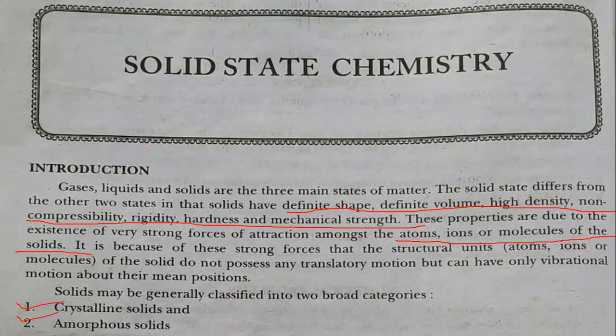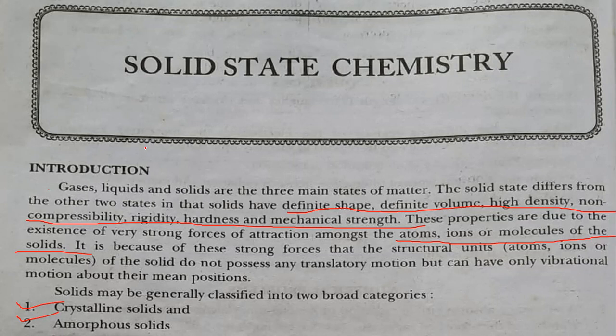Solid state differs from the other two states in that solids have definite shape, definite volume, high density, non-compressibility, rigidity, hardness, and mechanical strength. These properties are due to the existence of very strong forces of attraction among the atoms, ions, and molecules of the solid. It is because of these strong forces that the structural units of a solid do not possess any translatory motion but can have only vibrational motion about their mean position.